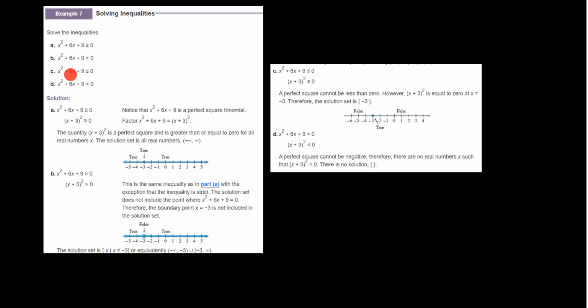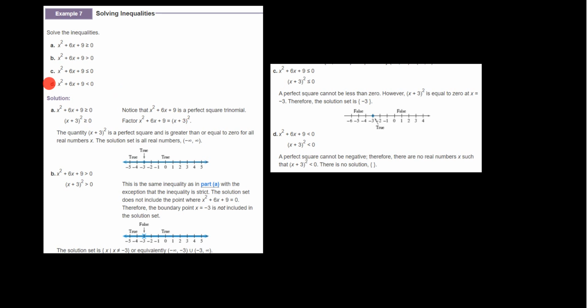Again, exact same equation, except it's less than or equal to 0. Well, we know that it's never going to be less than 0, which, by the way, kind of tells you what D is going to be. It's never going to be less than 0 because, again, they all factor into this. So the only point where it's going to be true is where it's equal to 0, and it is only equal to 0 at negative 3.